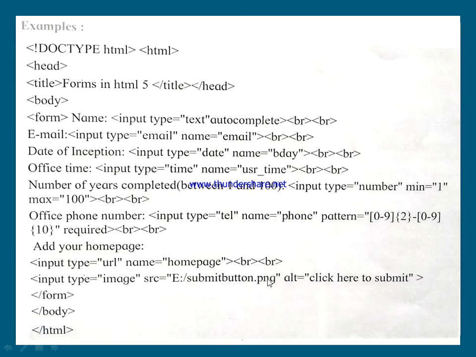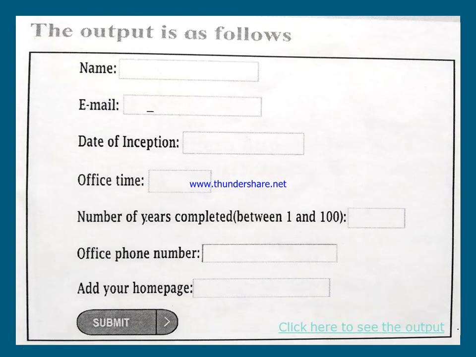So here input type is equal to image. Definitely it works as a submit button, but in place of that I want to display only the image, therefore submit button dot png. So this is the part we discussed over here. Now we'll go for executing this code.